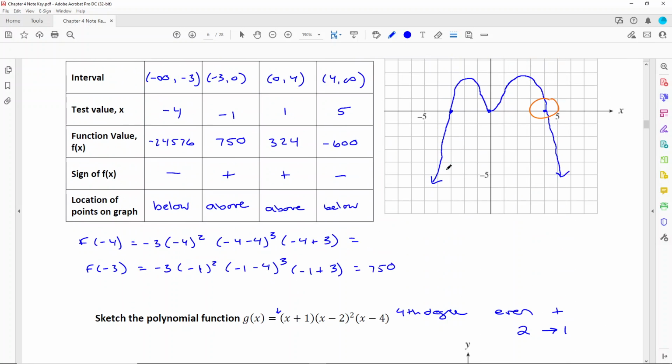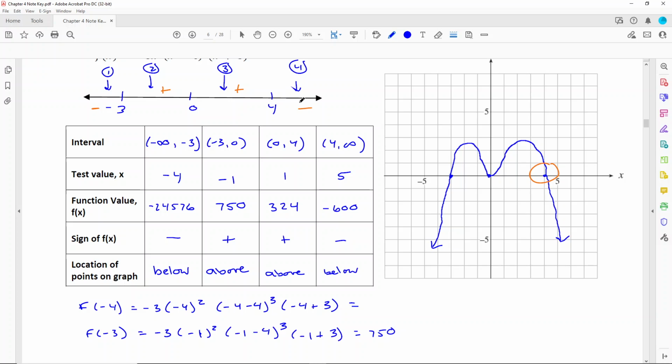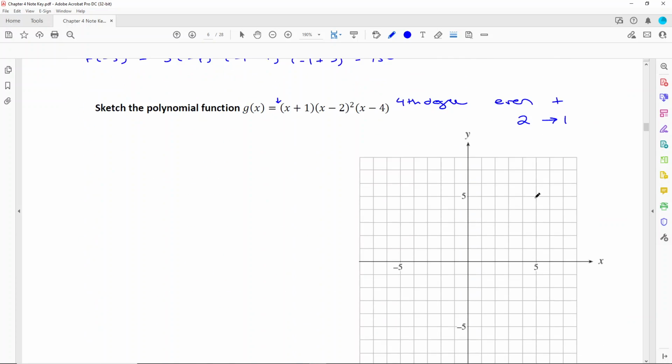Maybe that means you don't have to plug in something in these two intervals because you know the end behavior. I know this one started in 3 and ended in 4, so it's going to go negative to negative. This one I know is starting in quadrant 2 and ending in quadrant 1, so it'll be positive, right? You can use both methods to help you.